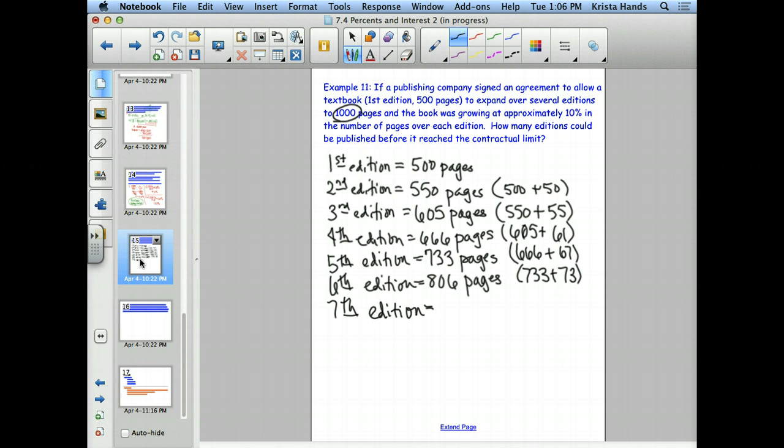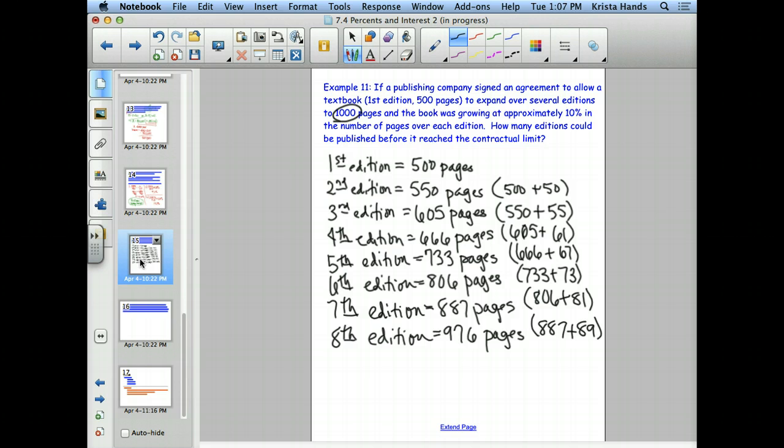Seventh edition. I have my 806 plus how many? 81. What is it? 887. Oh, we're getting really close. We're almost done. Alright, we're getting close to 1,000. Eighth edition. I have my 887 plus how many more? 89. 976.